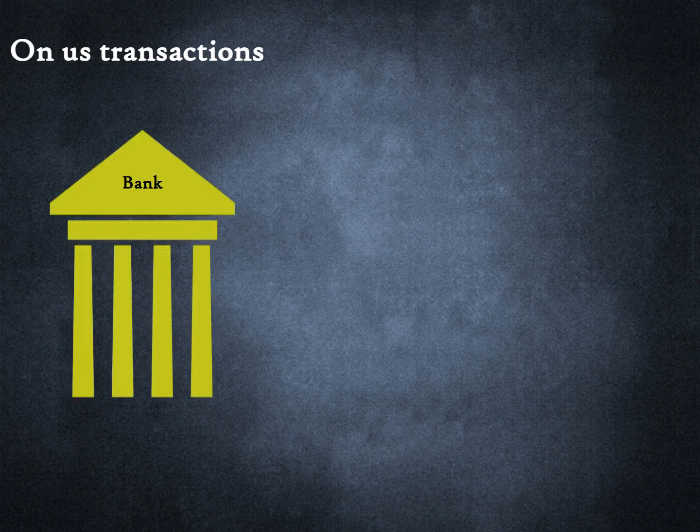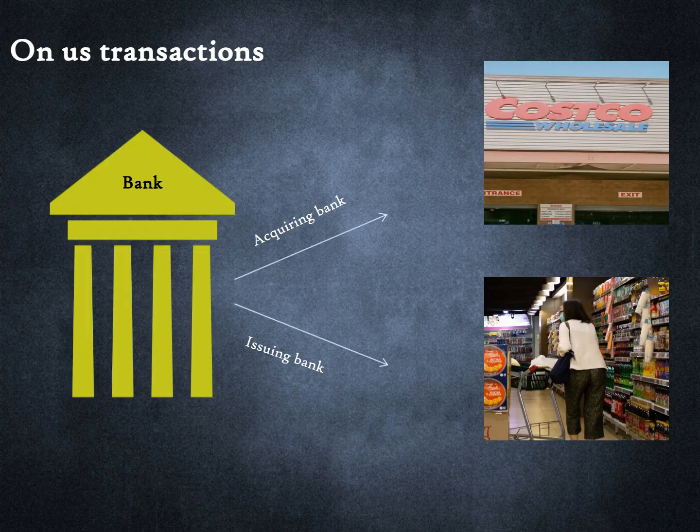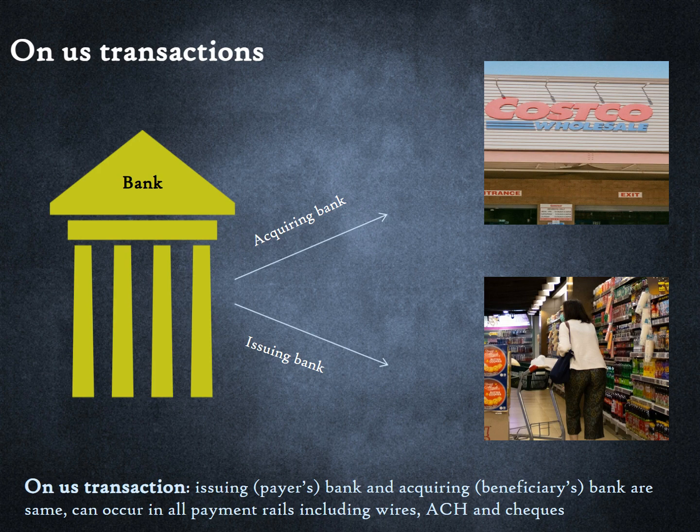Card issuing banks often issue co-branded cards with large merchants that can be used at the merchant stores. In these cases, the issuing bank and the acquiring bank are the same. These so-called on-us transactions bypass the card networks. More broadly, on-us transactions are those where the payer and beneficiaries' banks are the same, because of which the payment rail can be bypassed. This can occur across all payment rails including wires, ACH and checks.